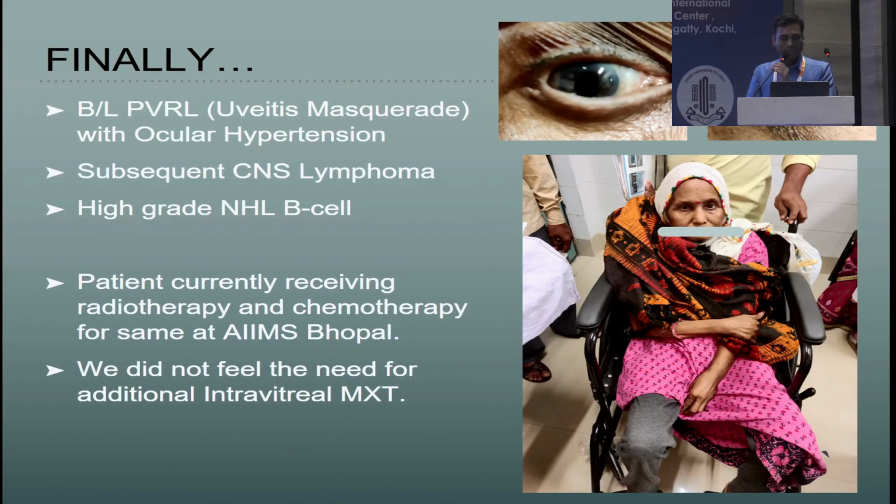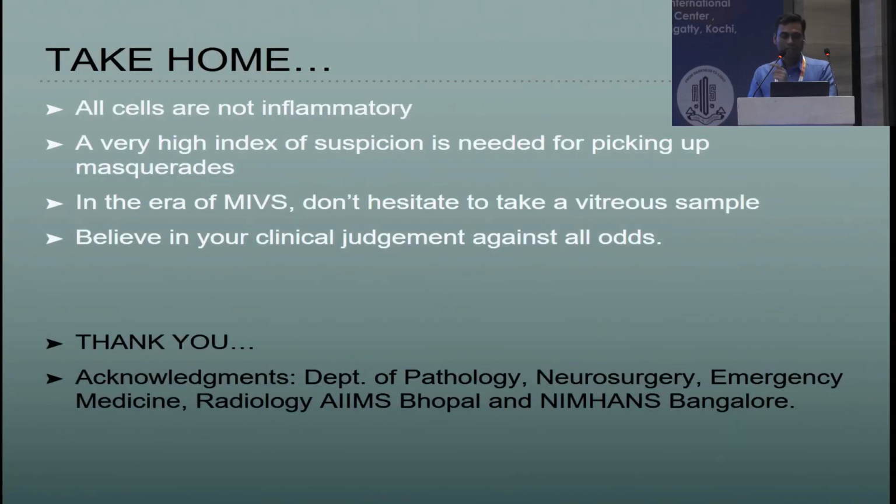This patient finally was diagnosed with bilateral PVRL with ocular hypertension, and subsequent CNS lymphoma, which was high-grade NHL B cell. The patient is currently receiving radiotherapy and chemotherapy. She is doing well. She has some residual focal deficits. However, she's surviving, and she's seeing in the right eye where I had done the vitrectomy and also cataract surgery. We did not feel the need for intravitreal methotrexate because the vitritis did not come back.